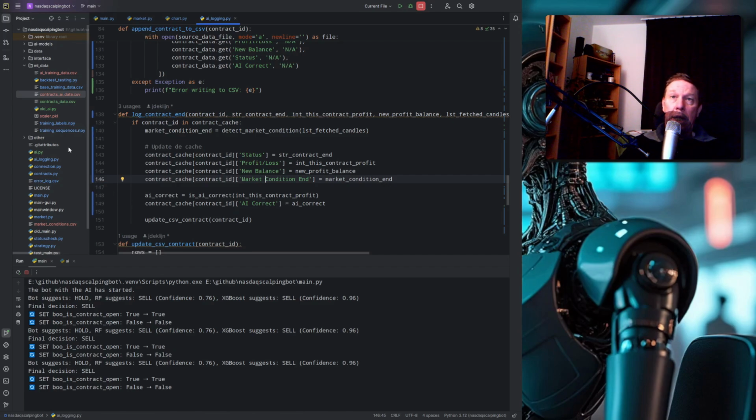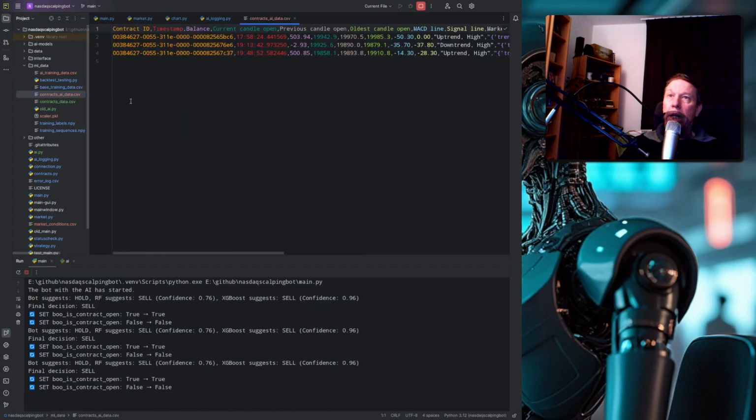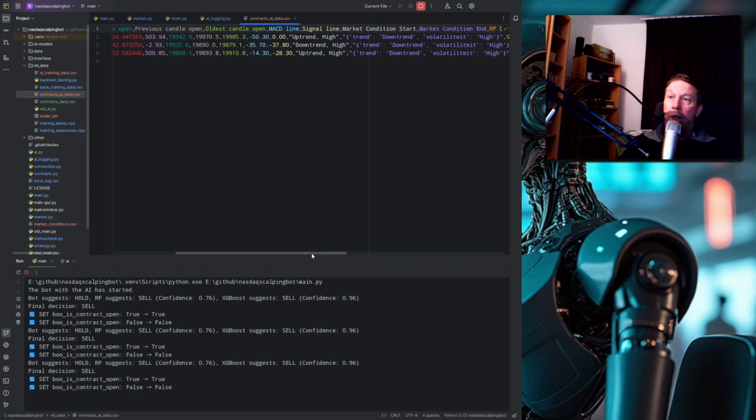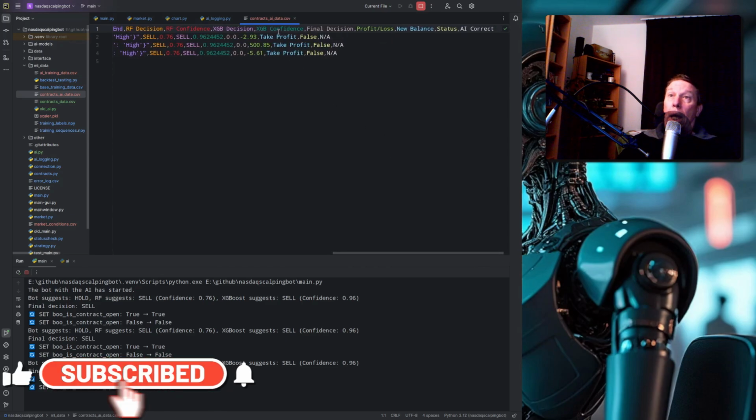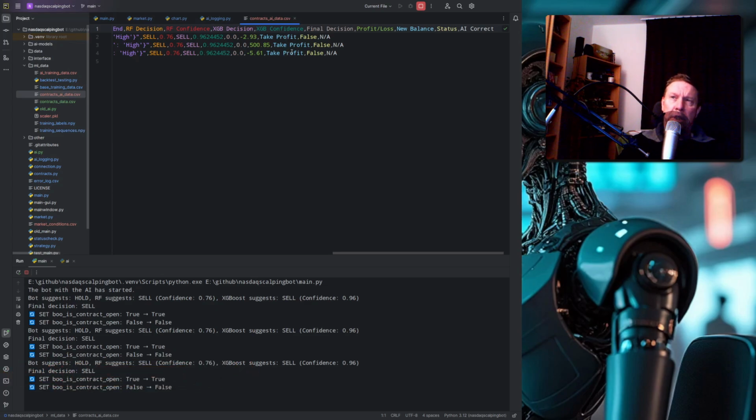But let's take a look at the AI data. It logs the start with the contract ID, the timestamp, everything on it. Downtrend, high, the trend, downtrend, volatility, all good and solid. And then it says the take profit as in how it's closed. And it's always take profit. It's not correct, but I will take a look at it. But then the status and AI correct is always false and not available.